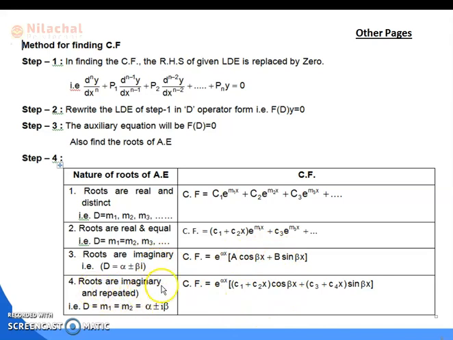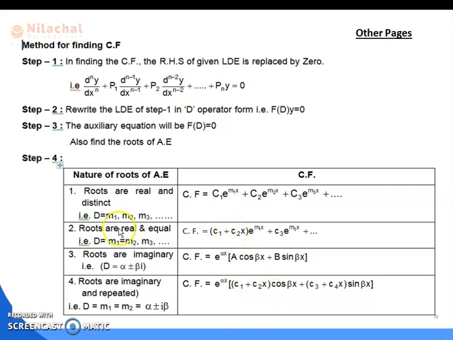Then the case where roots are imaginary and repeated. Suppose your roots are complex numbers but repeated, meaning there are four roots. One is alpha plus minus beta i, and another is also alpha plus minus beta i. Both are repeated. As you have seen in the real case, if roots are repeated we write c1 plus c2x. If the complex number is also repeated, we write the same formula: e to the power alpha x, constant cos beta x plus constant sin beta x. In place of the constant, we write c1 plus c2x. That is the format.